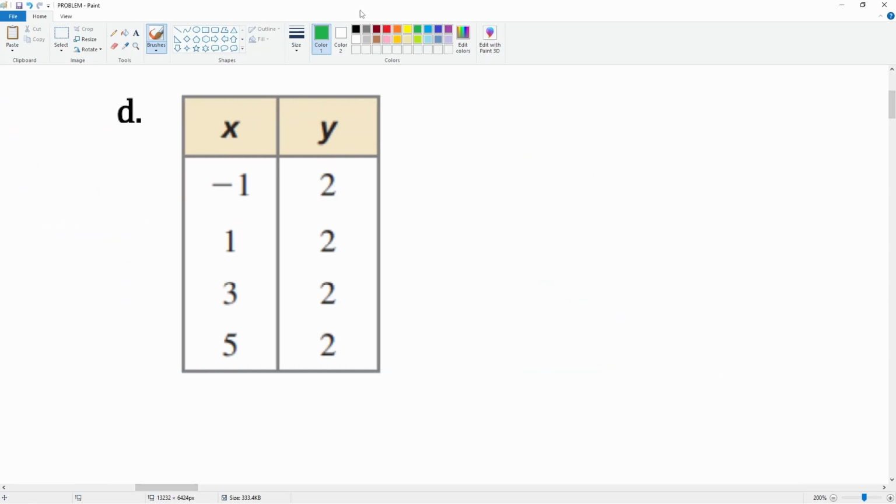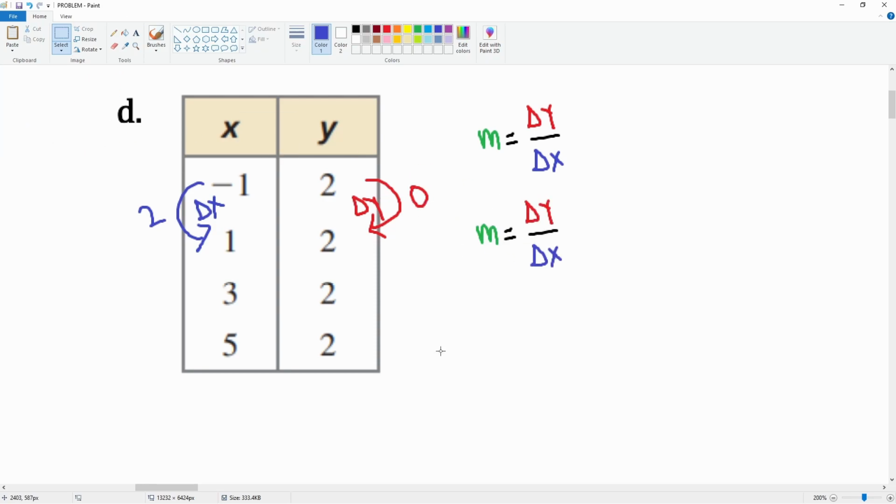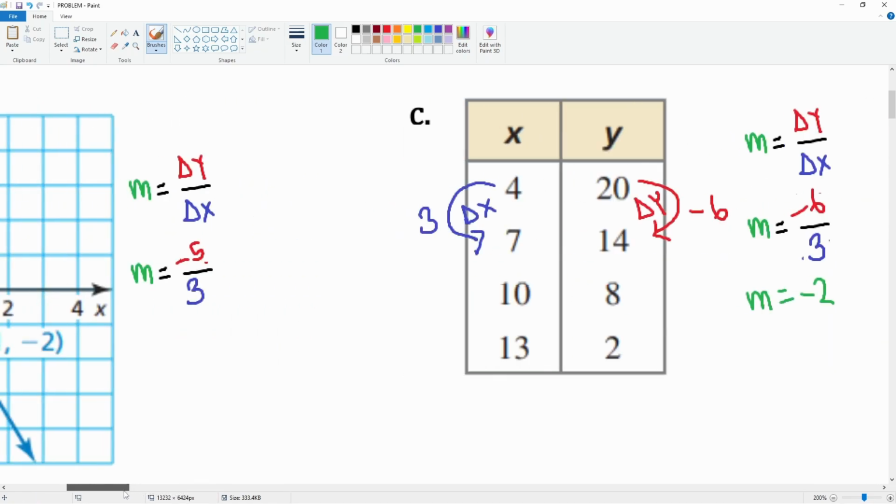Right, D, let's do this. How are we going from 2 to 2? Delta y is equal to 0. How do you go from -1 to 1? Delta x is equal to 2. The slope formula is m equal to delta y over delta x. Let's plug in the values here. Delta y is 0, delta x is 2. We can't simplify it. 0 divided by 2 is just 0. This has a slope of 0.